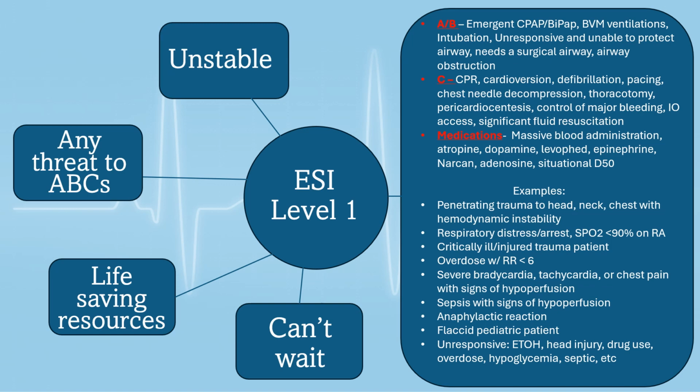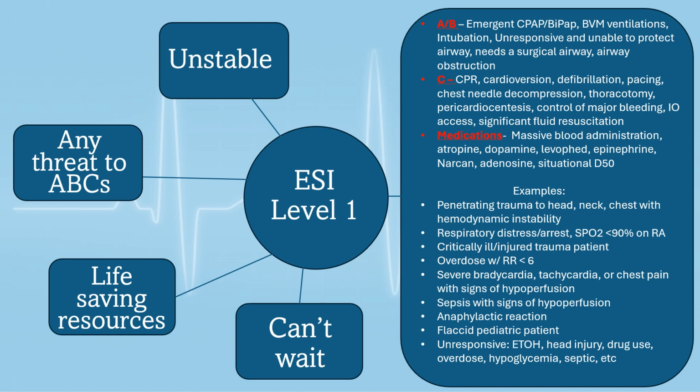Maybe they're cardioverting. I know we don't often put them as a level 1, but they should be. Cardioversion, if we're going to defibrillate someone, a patient who needs pacing, chest needle decompression for a tension pneumo or thoracotomy, control of major bleeding, someone who's getting an IO or they're getting significant fluid resuscitation. Medications that qualify your patient to be an ESI level 1, massive blood administration. Anytime you give atropine, dopamine, Levophed, Epi, Narcan, adenosine, and certain situations like D50, and we'll talk about that in a second. But ESI level 1 is often under triaged.